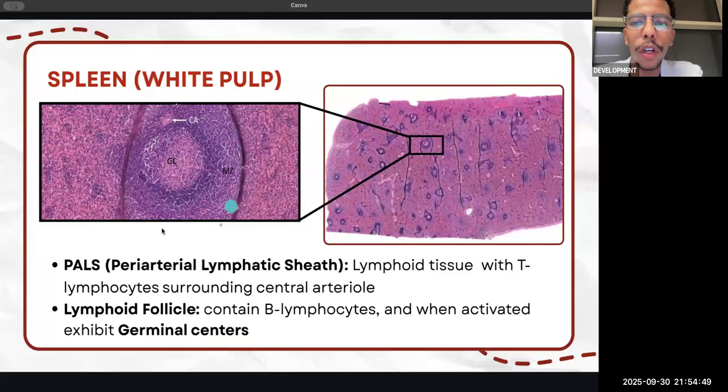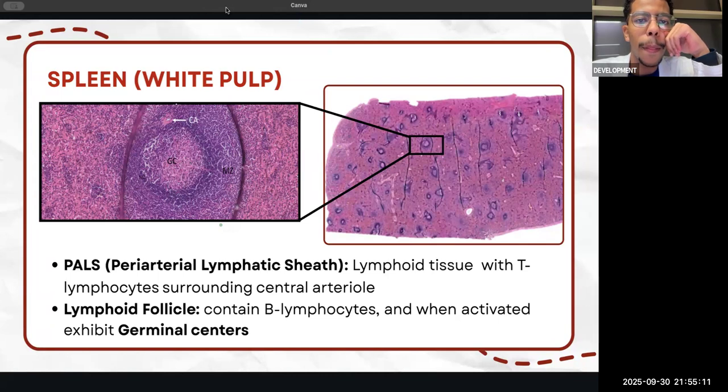So everything in purple is white pulp, and everything in pink is red pulp. This one right here, you can call white pulp. And if they ask you here, it's periarterial lymphatic sheath around the central arteriole. Next to it, this lighter area is your germinal center, which has B lymphocytes. These are PALS, like everywhere. These are all called PALS.